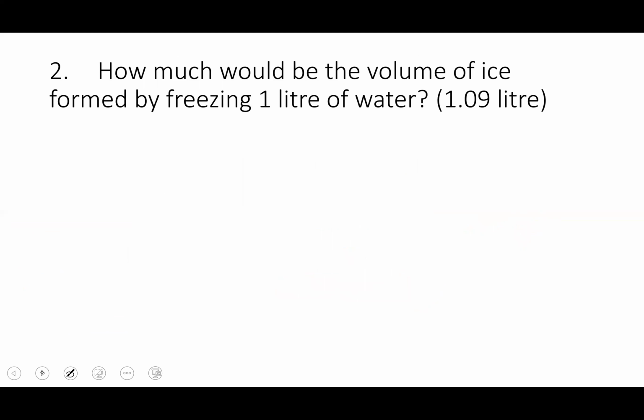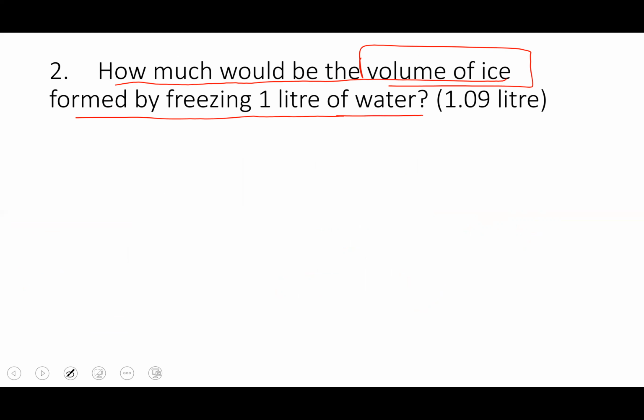Moving on to question number 2, how much would be the volume of the ice formed by freezing 1 liter of water? First of all, we'll take 1 liter is equal to 1 kilogram. Next, mass will be equal to 1 kilogram, which we already have now.